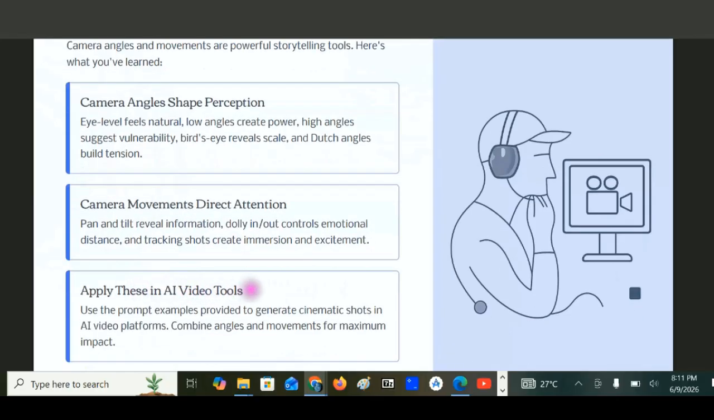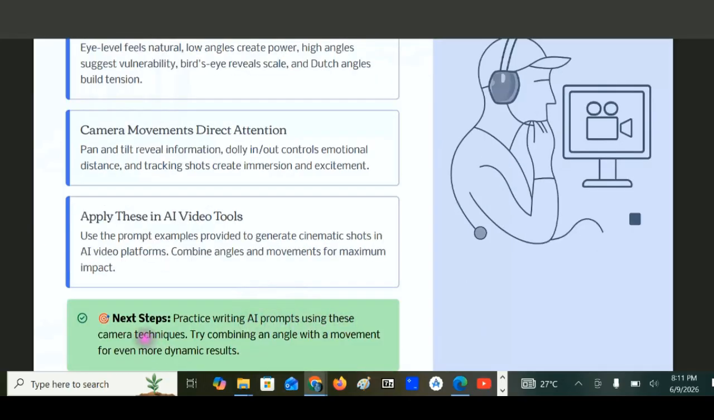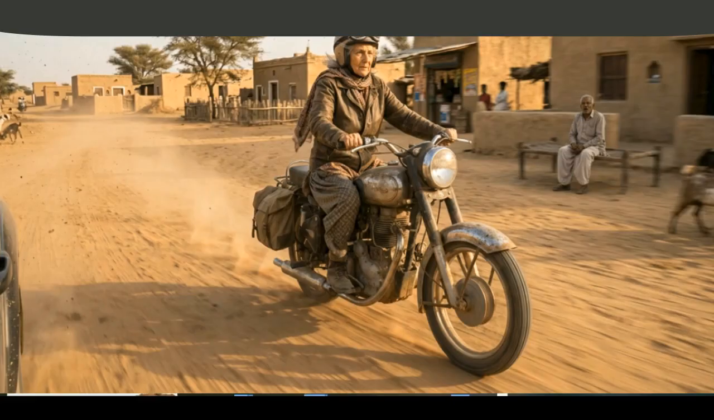Apply this in AI video tools. Use the prompt examples provided to generate cinematic shots in your AI video platform. Combine angles and movement for maximum impact. Practice writing AI prompts using these camera techniques. Try combining an angle with a movement for even more dynamic results.